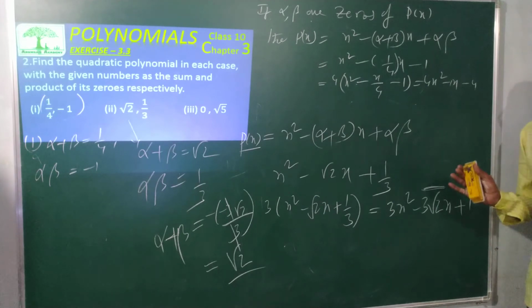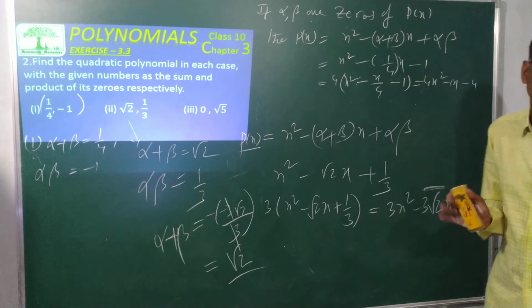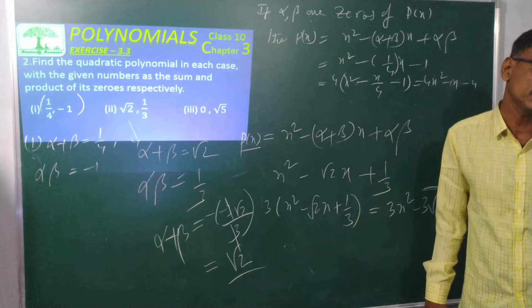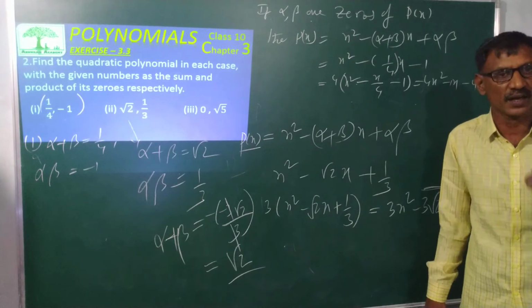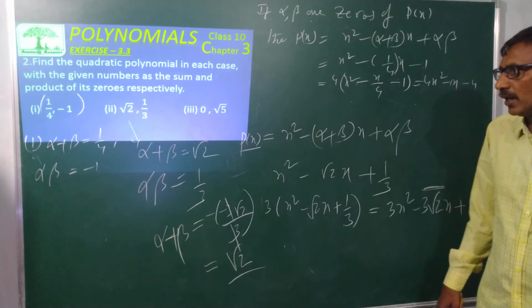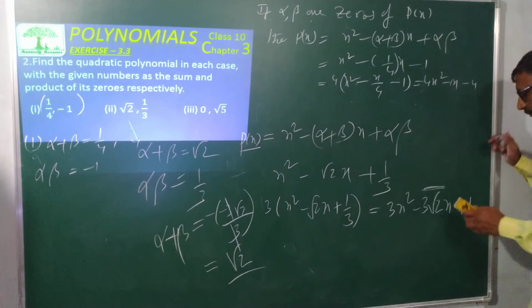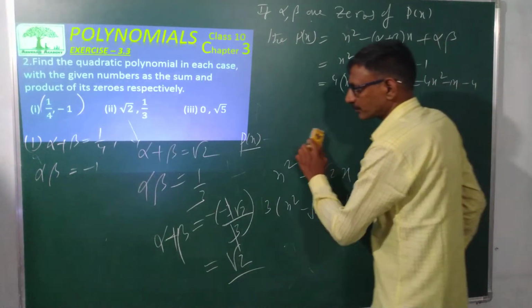We should know the concept. The concept is that sum of zeros is always equal to minus b by a. Product of zeros is always equal to c by a. Now we are going to do the next problem.